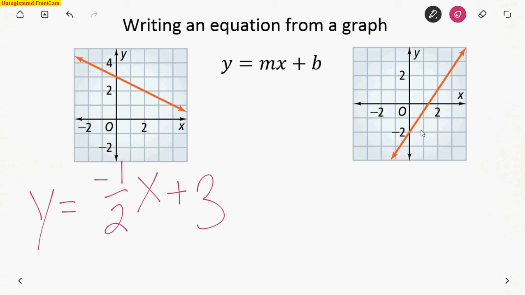For our second graph, our y-intercept is -2, since that's where it crosses our y-axis. And then our slope, we have to go up 1, 2, 3, to the right 1, 2. So our slope would be 3 over 2. So we can write the equation y equals 3/2 x minus 2. Remember, if you ever have a negative, you have to write minus. So that's it for slope-intercept for tonight.